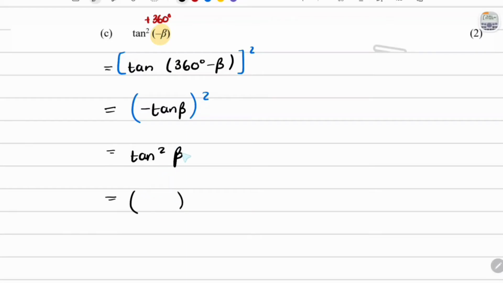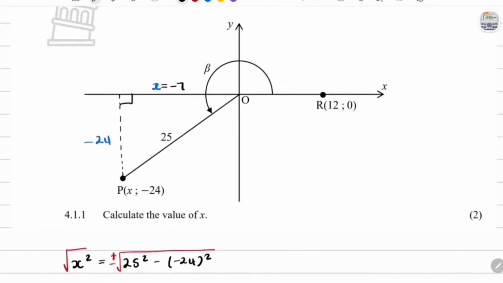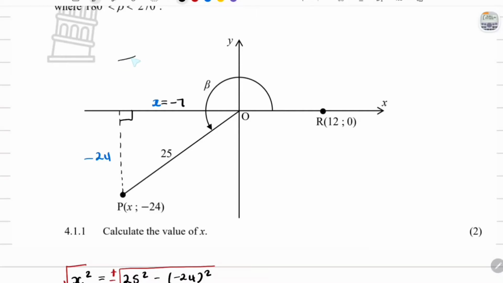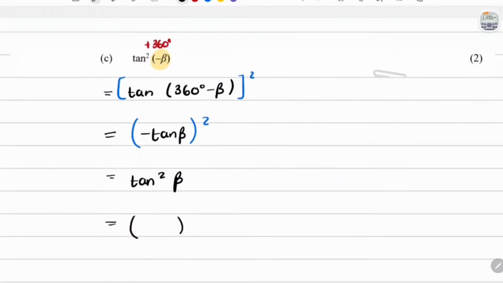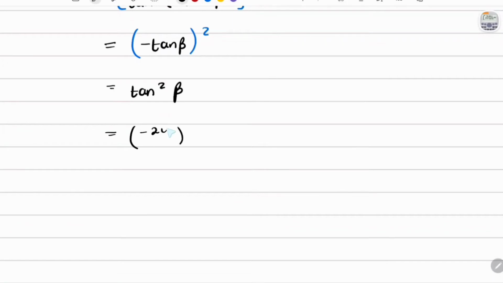So let's find out what tan beta is going to be in our diagram. So tan, remember, is TOA, SOH CAH TOA. So that is opposite over the adjacent. So it's the opposite, negative 24, over the adjacent, negative 7. So we're just going to have negative 24 over negative 7, which of course becomes positive. But then again, we're squaring it.